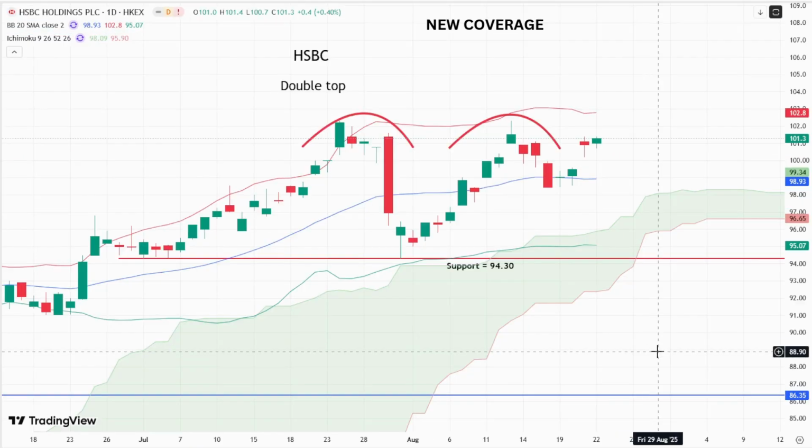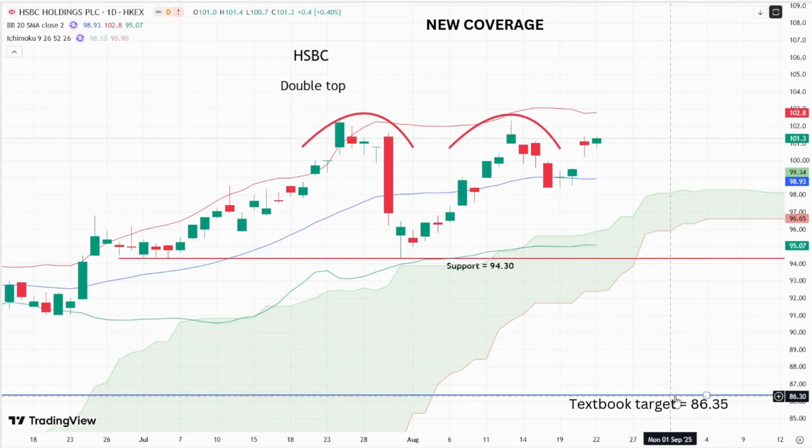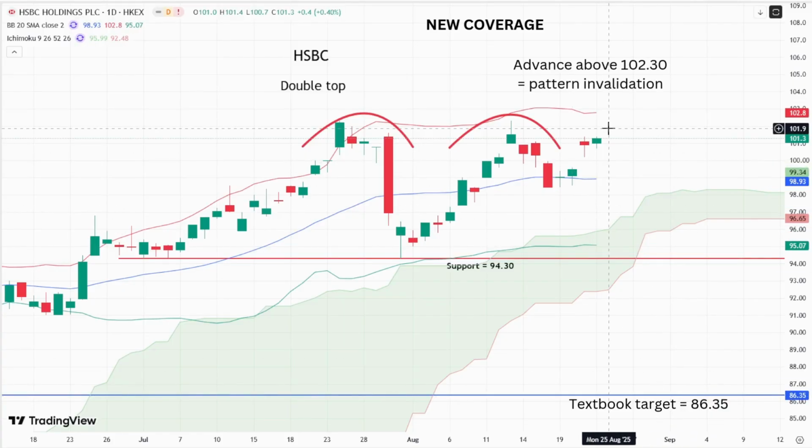There are several names that I'll be covering in future videos. I'll start off with HSBC, a Hong Kong listed bank. It tested a high over here of 102.3 twice, but failed to break higher. This could potentially be a double top, a bearish pattern. HSBC needs to close below the support at 94.30 to complete this bearish pattern that has a textbook target at 86.35. Any advances above 102.3 will invalidate this bearish pattern.